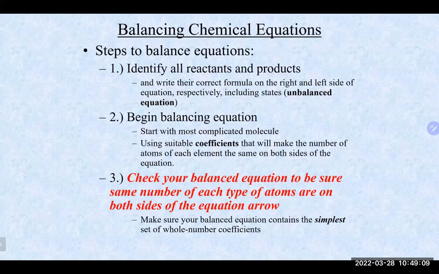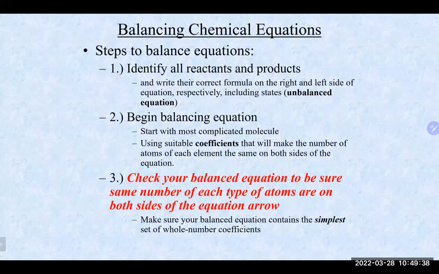Then you want to actually start balancing it. Again, the only thing that changes are the coefficients in front. Never, ever change the small numbers, the subscripts. Never put big numbers between letters. Some people do weird things like that. So only those numbers in front. When you're all said and done, you should end up with the same number of each element on both sides, so it's a good idea to take a moment and make sure that you actually did that.